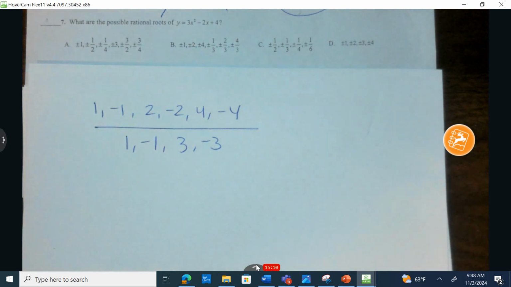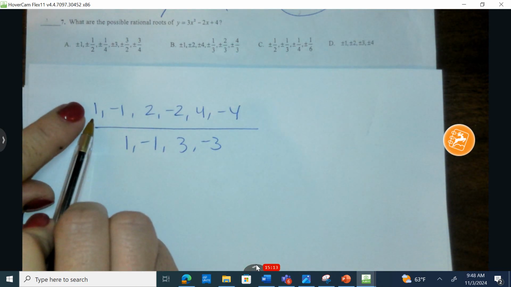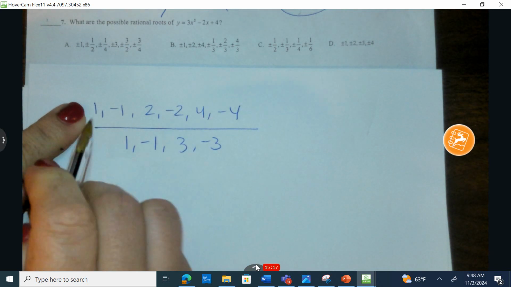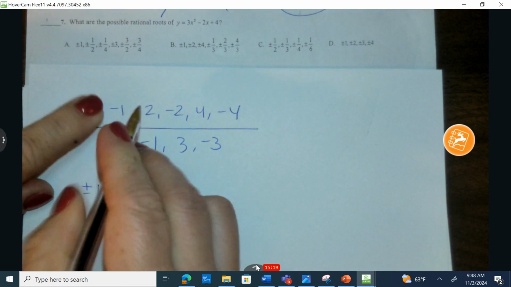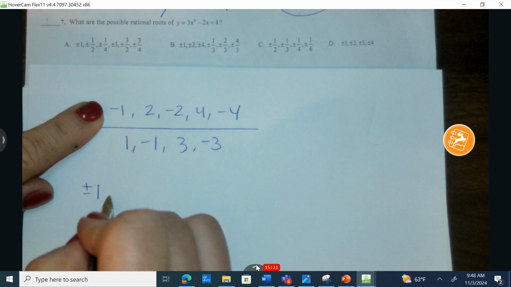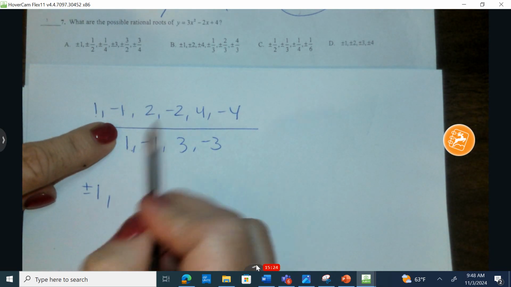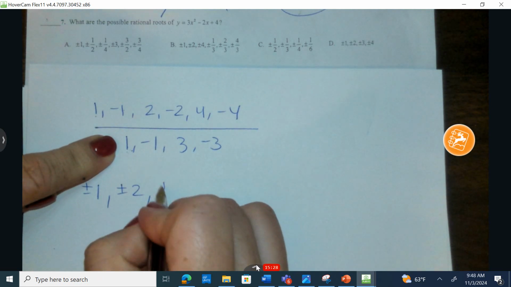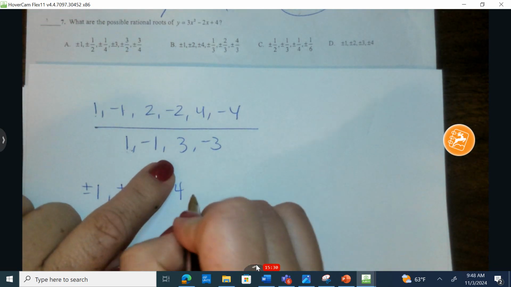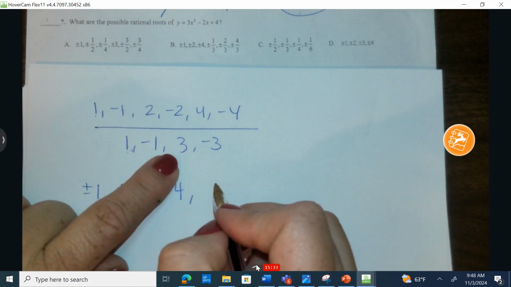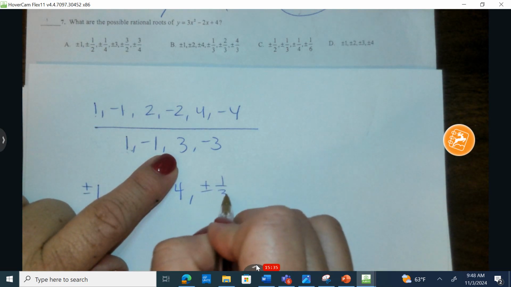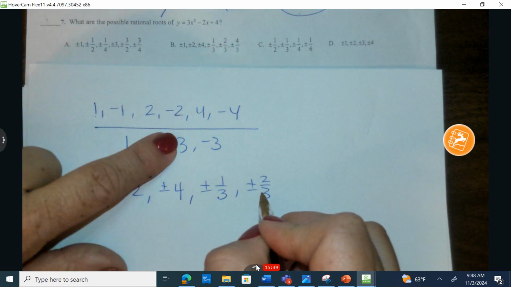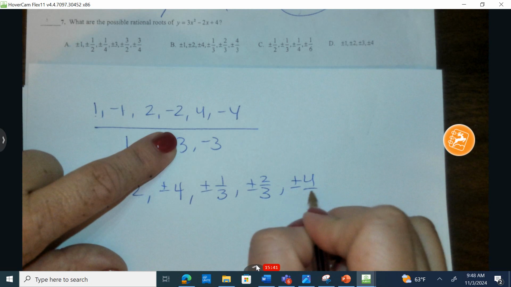And now I'm going to produce all of the possible choices. So I'm going to start by taking, and we can see how they do plus or minus, 1 divided by 1 and -1 divided by 1. There we go. 2 divided by 1 and -2 divided by 1. 4 divided by 1 and -4 divided by 1. Got those. Now we're going to go back through the 3's. 1 divided by 3 and -1 divided by 3. 2 divided by 3 and -2 divided by 3. 4 divided by 3 and -4 divided by 3.